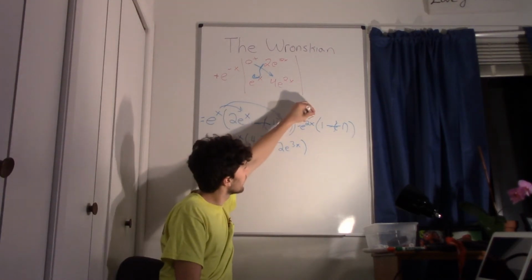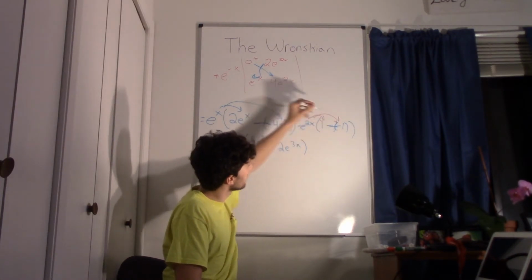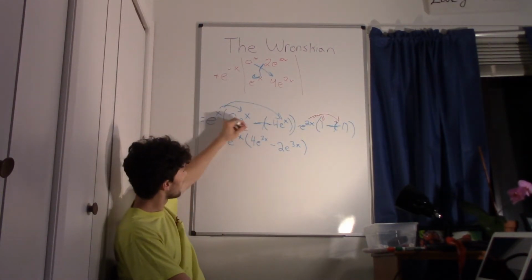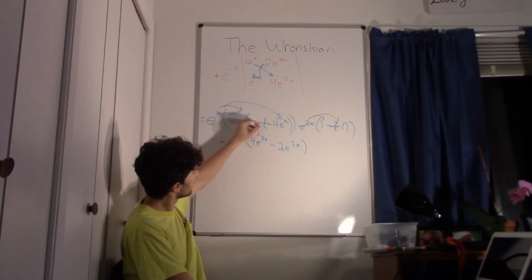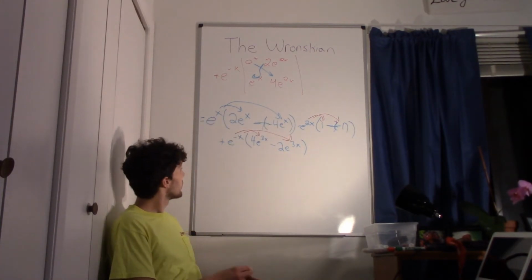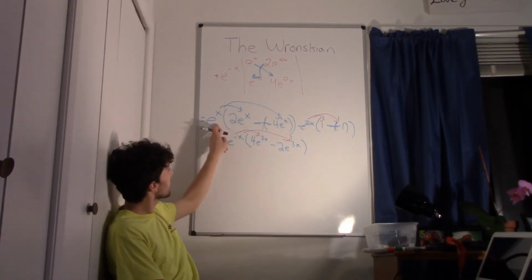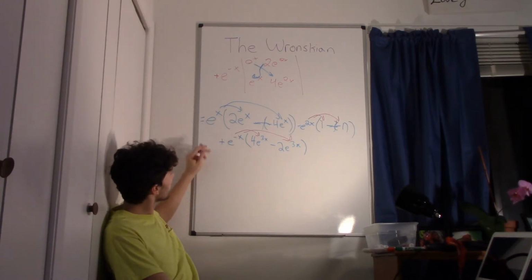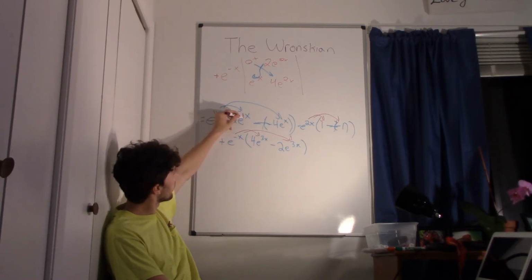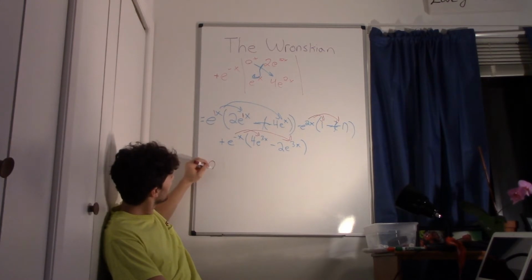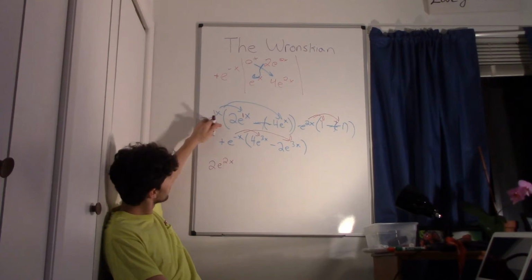Negative e to the 2x will go here and here. And then e to the negative x will go here and here. So let's do that. So e to the x times 2e to the 2x. We add each of these exponents of 1. So we end up with 2e to the 2x.